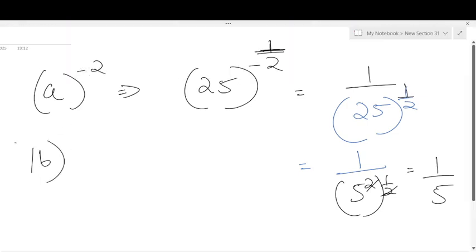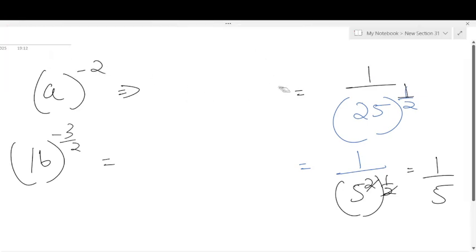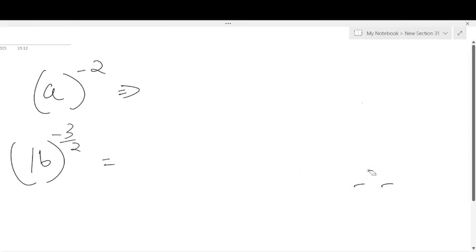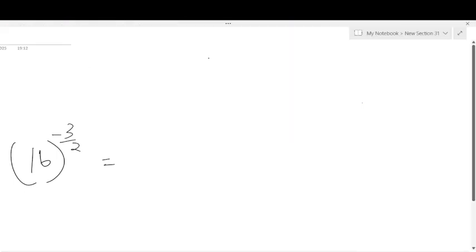16 to the power of 3 by 2, minus 3 by 2. Tell me the first point, students. What are we supposed to do first? Check the power. Is it positive or negative? First convert it, make it positive. How will you make it positive? Very good. 1 by 16 into.